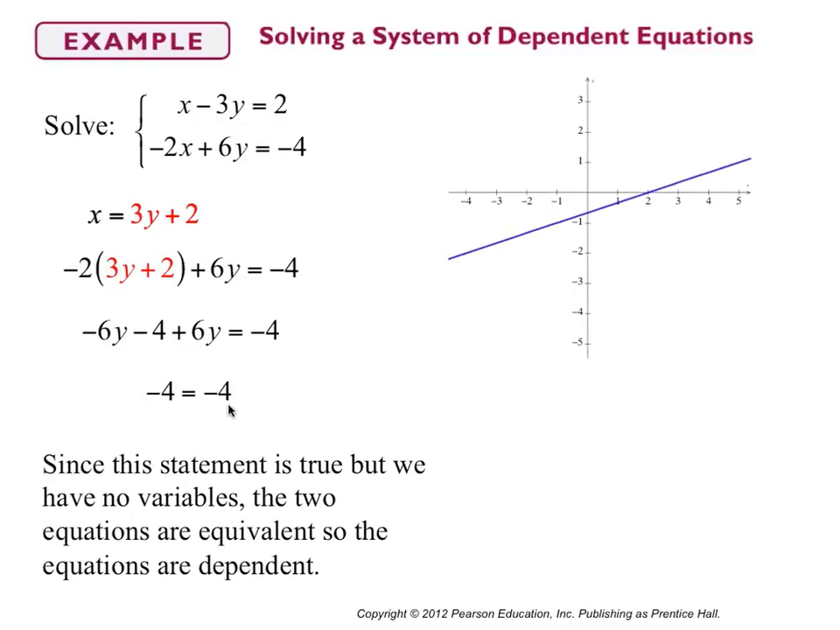So in order to write our solution, what we would actually do is say that it's all x's and y's such that x is equal to 3y plus 2. Because what we've done is we've taken this first equation and we've solved for x. So we have x equals 3y plus 2. We had gotten that right down here, and that's what we used to actually solve it. So we've written our solution set as (x, y) such that x is equal to 3y plus 2.